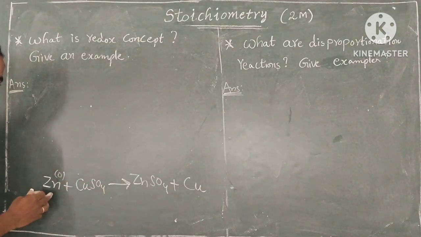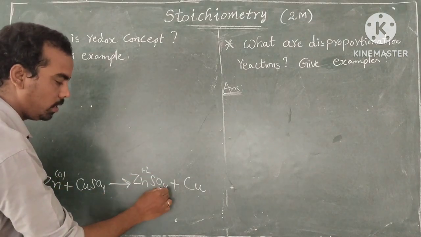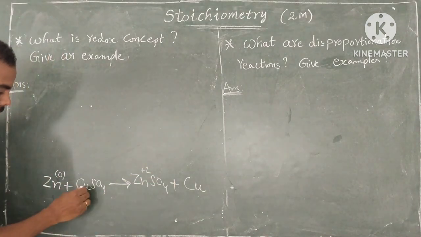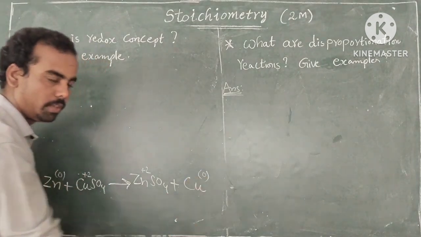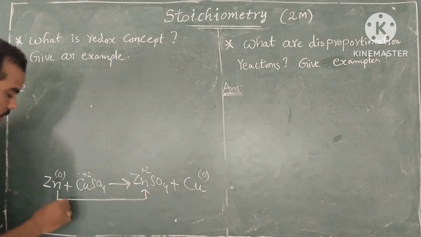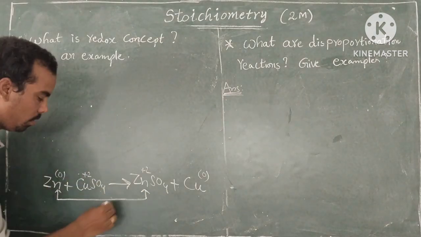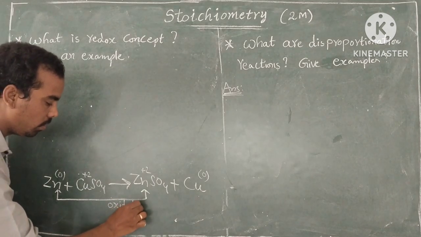Elementary form, whatever the atom, oxidation state is 0. Here zinc oxidation state is plus 2 because SO4 is minus 2, so Zn is plus 2. Cu oxidation state is plus 2, SO4 minus 2. Here Cu in elementary form has oxidation state 0. Zn goes from 0 to plus 2, an increase in oxidation number. So that's why it is called oxidation.